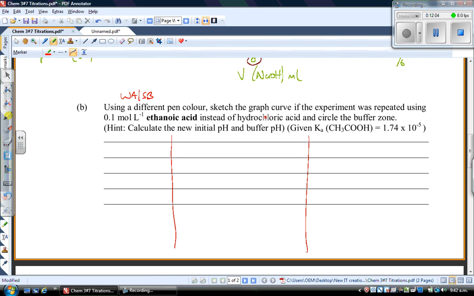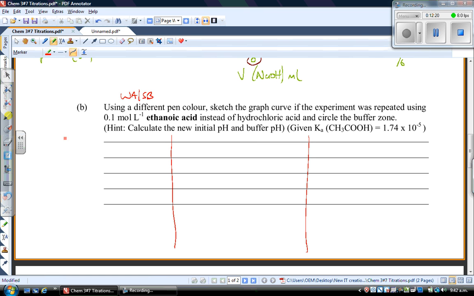Using a different color pen, sketch the graph curve if the experiment was repeated using 0.1 mole per liter ethanoic acid instead of hydrochloric acid, and circle the buffer zone. Calculate the initial pH and then the buffer pH. That's the hint that we're given here.